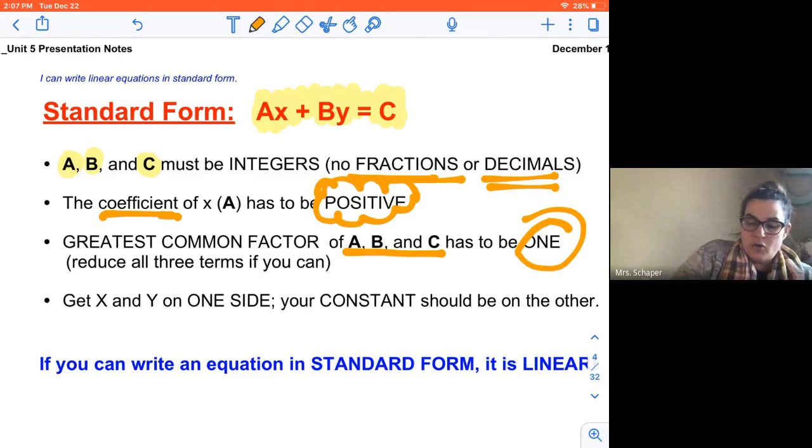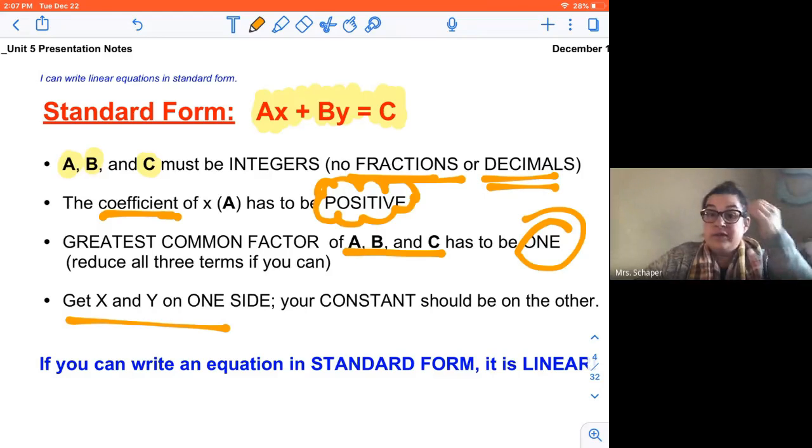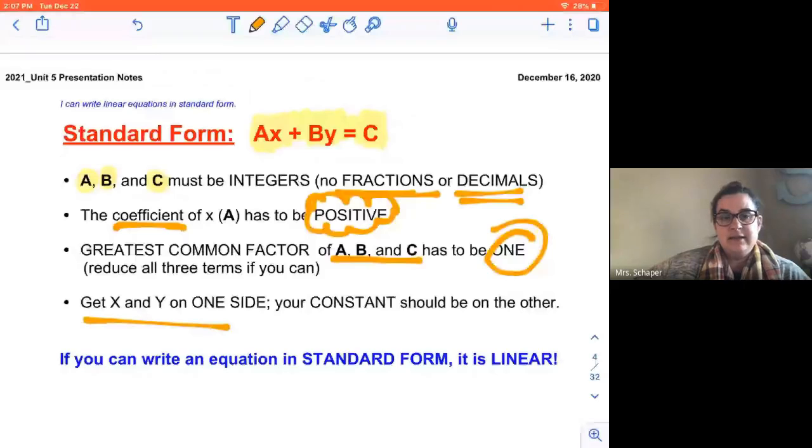And our ultimate goal is to get X and Y on one side and your constant, which is the number without a variable, on the other side. Okay, so this is building off of the part in our last unit where we wrote y is equal to. We practiced rewriting equations with 2 variables. This is building off of that understanding. If we can write an equation in standard form, then we know that it is indeed linear.